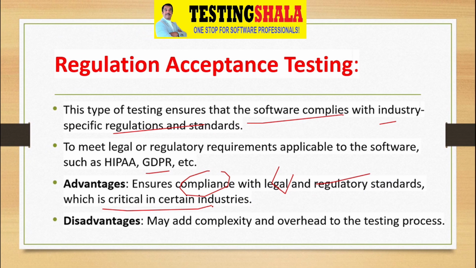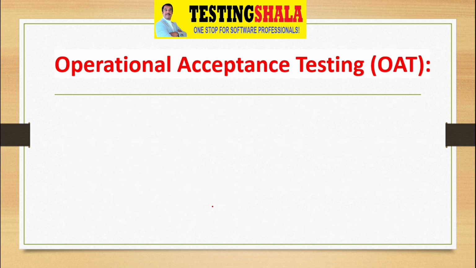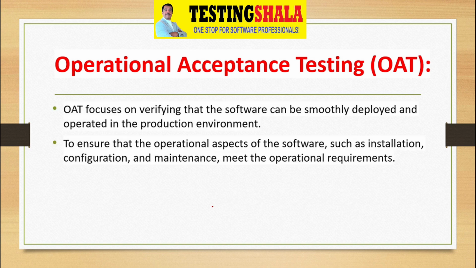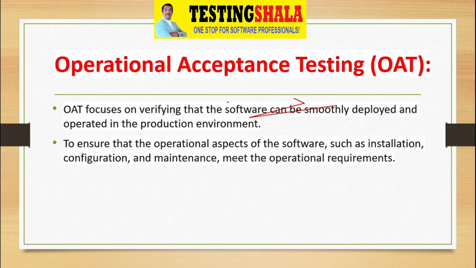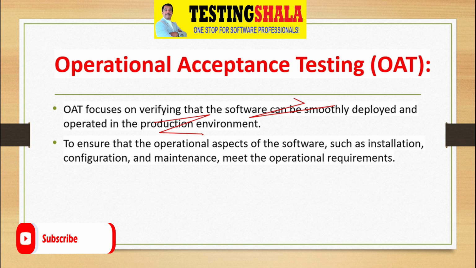The last type of user acceptance testing is operational acceptance testing, OAT. Here we focus on verifying that the software can be smoothly deployed and operated in the production environment. We are going to test whether installation, configuration and maintenance meet the operational requirements. This testing is more from the operational perspective.